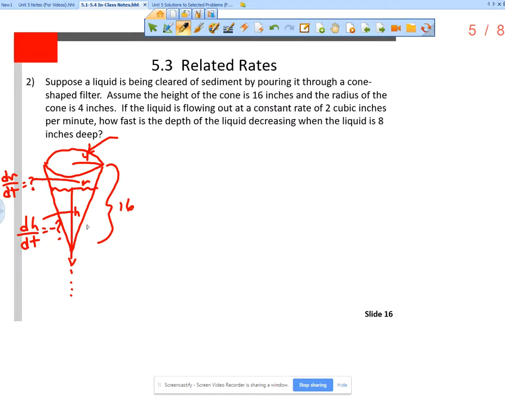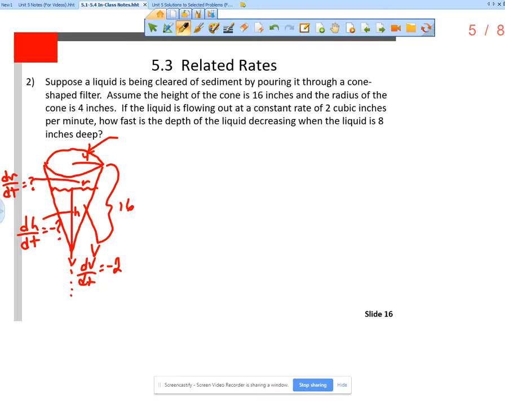The thing that a lot of people forget is that we have a particular volume of liquid in the filter. As the water flows out, the volume is changing, so there is a dV/dt. You are told that the liquid is flowing out at a constant rate of 2 cubic inches per minute. So dV/dt is 2, but remember, the volume of liquid is decreasing, so that means dV/dt is negative 2. We've drawn a picture and labeled everything, particularly the rates of change.